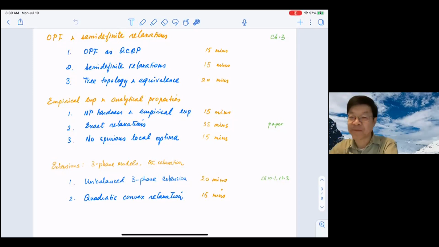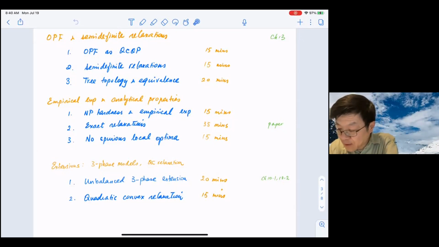And we want to understand not only empirically, but also what the underlying mathematical structure of the problem is that gives rise to this empirical experience. So in particular, we'll look at some sufficient conditions that will guarantee exact relaxation of OPF, and also sufficient and necessary conditions for when we have both exact relaxation and no spurious local optima. That is, if you run a local algorithm, you will get a global optimum.